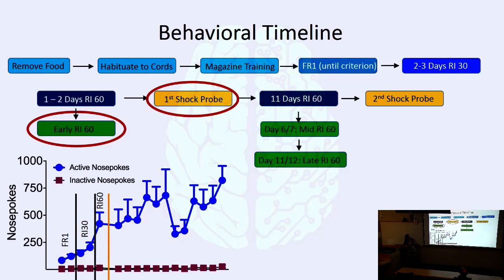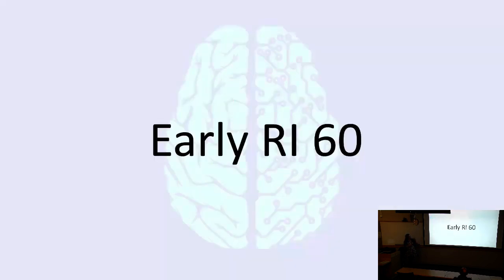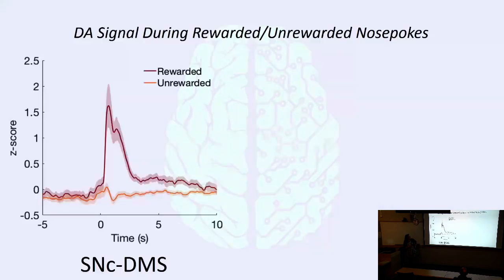We take them out. These are the days that I would actually record, so I get an early RI60 time point, a mid RI60 time point, and then a late RI60 time point to see how these signals are changing as they progress through this task. So we'll start here with our early RI60 information.